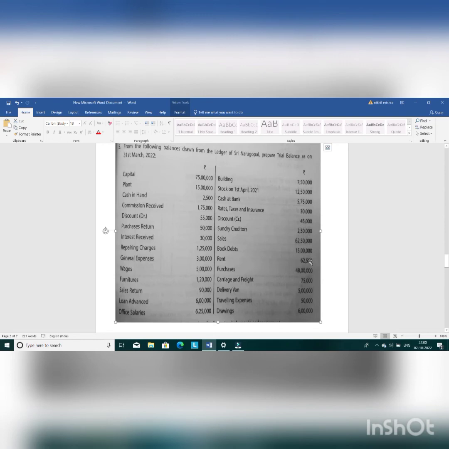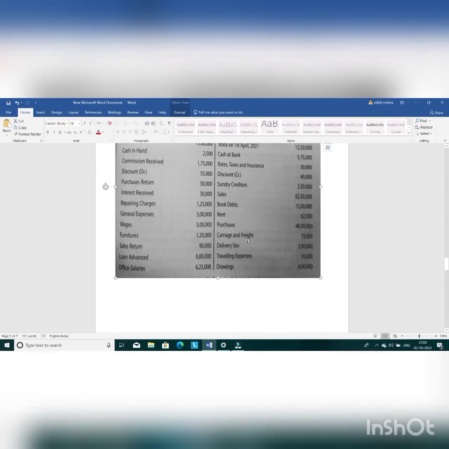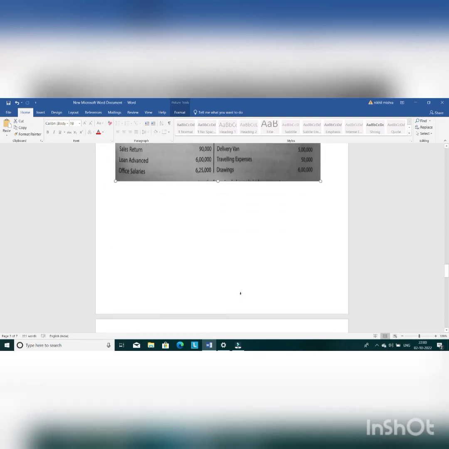Rent, same thing, expense, debit column. Purchase is also an expense, debit column. Carriage and freight, expense, debit column. Delivery van, asset, debit column. Traveling expense is an expense, so it will be coming in debit column. Capital we write in credit column, so drawings will be written in debit column.